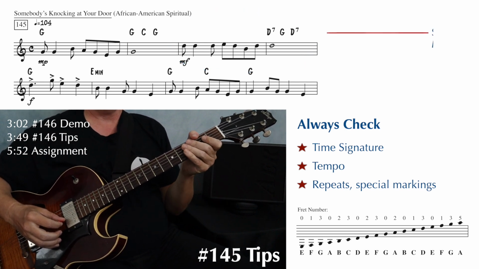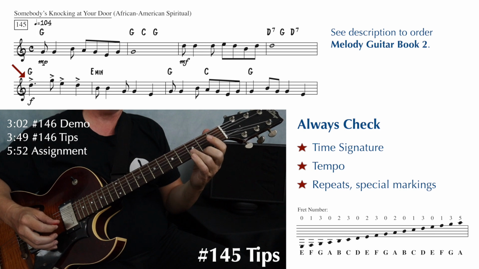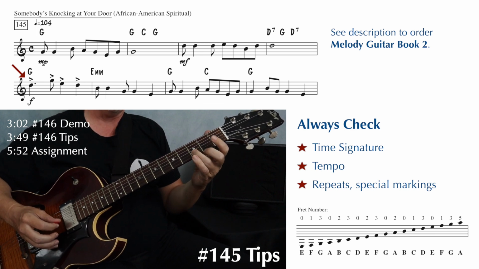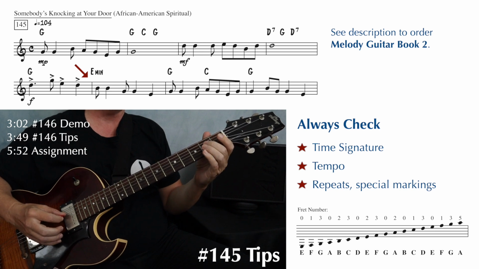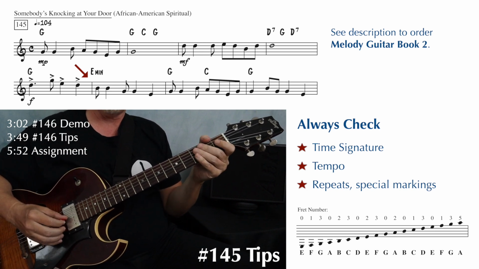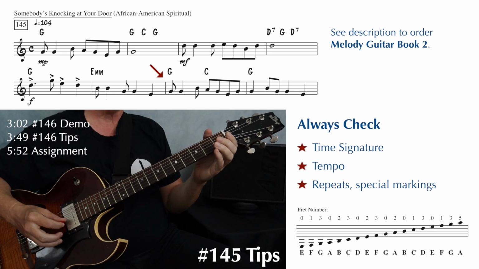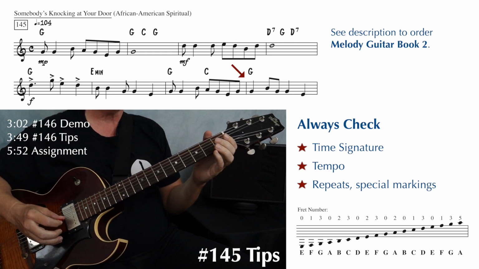Second line, we have a dotted rhythm. 1 and 2 and 3, 4. Then more syncopation. 1 and 2 and 3, 4. And then here's that somebody's knocking part again. Somebody's knocking at your door.